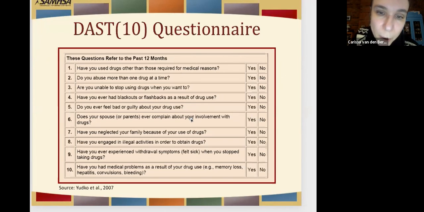Does your spouse or partner complain about your involvement with drugs? Have you neglected your family because of the use of drugs? Have you engaged in illegal activities in order to obtain drugs? Have you ever experienced withdrawal symptoms when you stopped taking drugs? And have you had medical problems as a result of your drug use? So we see that it goes into some of the different domains that the AUDIT did, not quite as many. When you ask fewer questions, you get less information, but it does give you a good sense of whether somebody has a problem and what stage you need to get them involved in treatment.